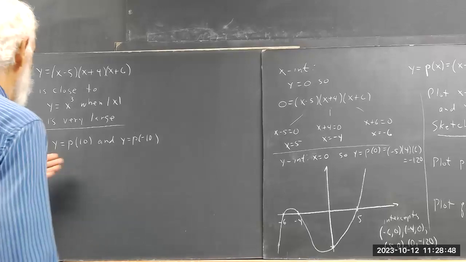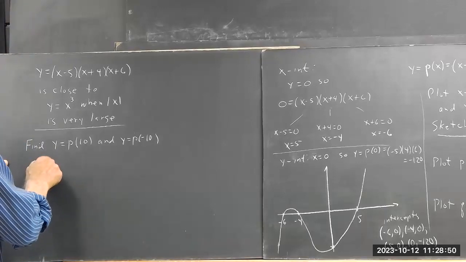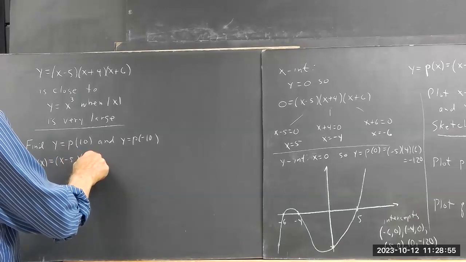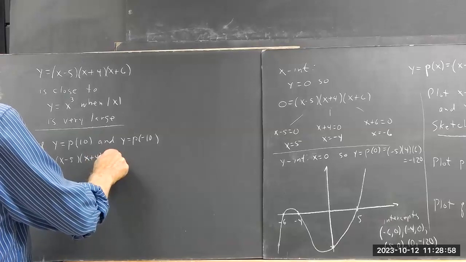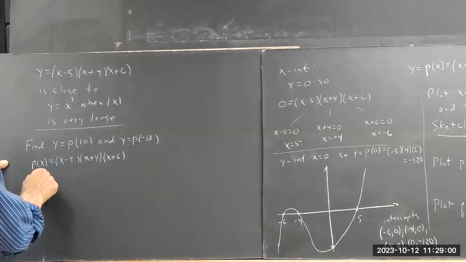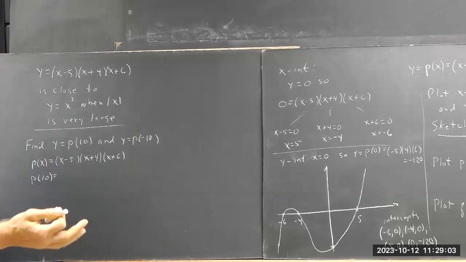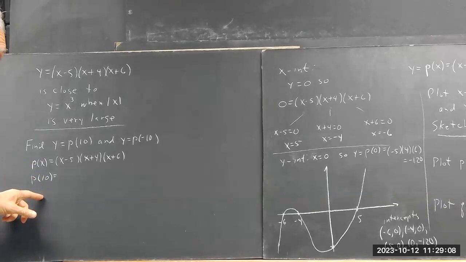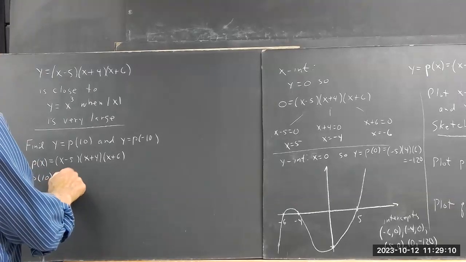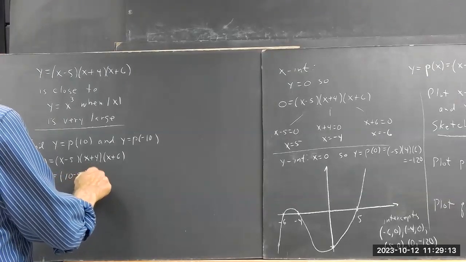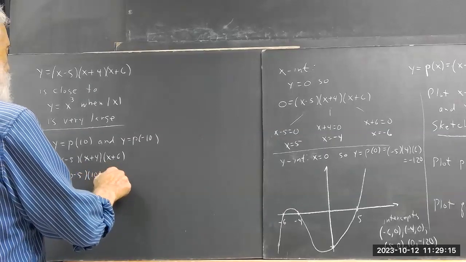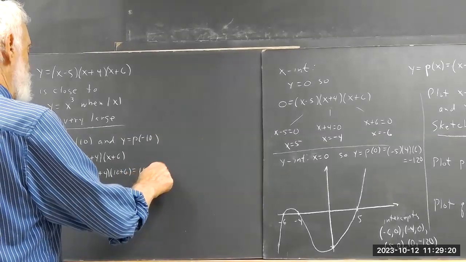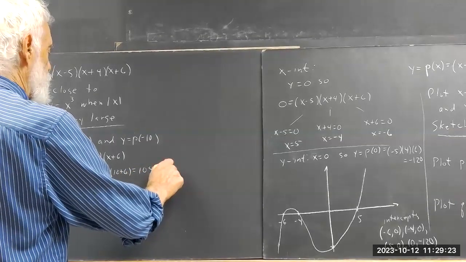Okay, how do we find p of 10? Well, p of x equals x minus 5 times x plus 4 times x plus 6. So what is p of 10? What do we mean by p of 10? We replace x by 10. And that's 10 minus 5 times 10 plus 4 times 10 plus 6. And I think that's 1,040. Little question mark there, I did it in my head.